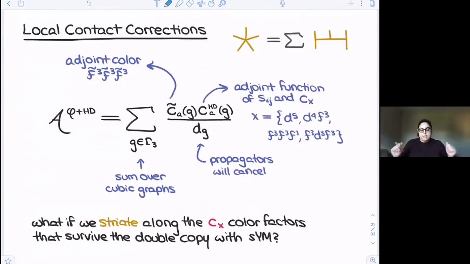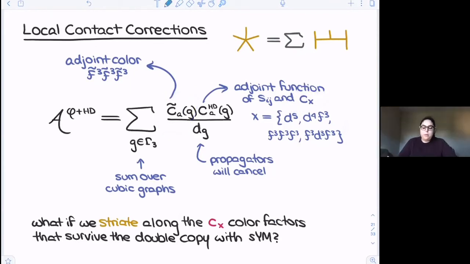All right, so finally we can move on to local contact corrections, so sort of like a 5-point contact type term. First, the way we were constructing these, and again, I'm working in this bi-adjoint scalar correction theory, is you have your adjoint color for the second gauge group. Then you have adjoint functions encoding the higher derivatives, S_ij, and some type of color C_x, and that can be any of the color structures that we care about. This type of color, C_x, is what survives the double copy with super Yang-Mills. We throw this out, but this shows up in the final amplitude.